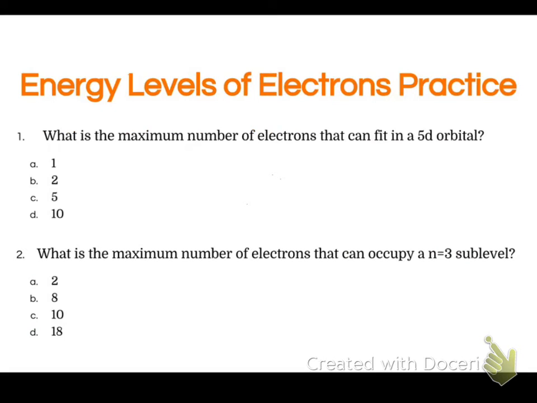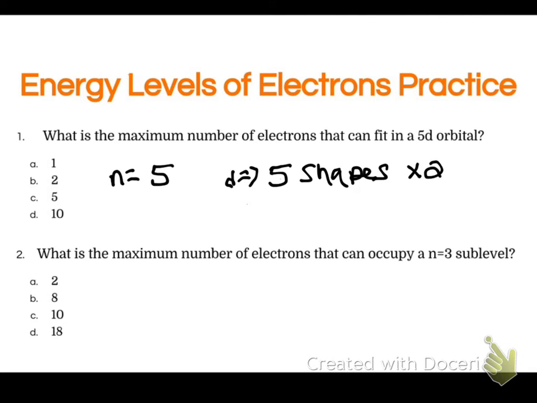Okay, so what is the maximum number of electrons that can fit in a 5D orbital? We said D orbitals have 5 shapes. Here, when we say 5D, that means the energy level is 5, but because it's D, we conclude that means 5 shapes, and each shape can have 2 electrons, so therefore there's 10 electrons in the 5D shape.